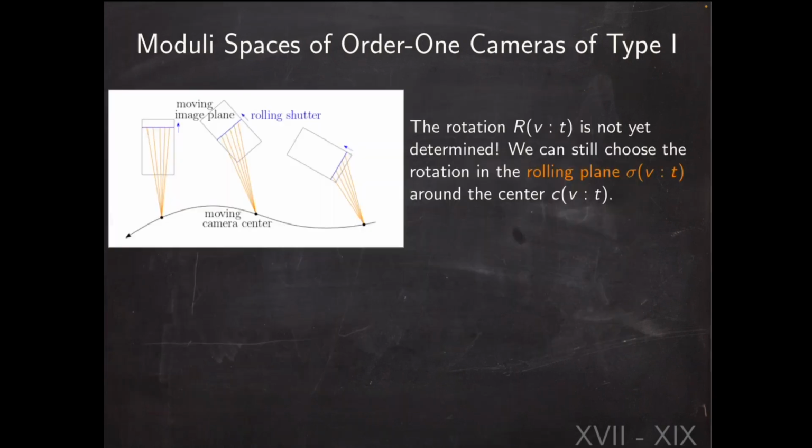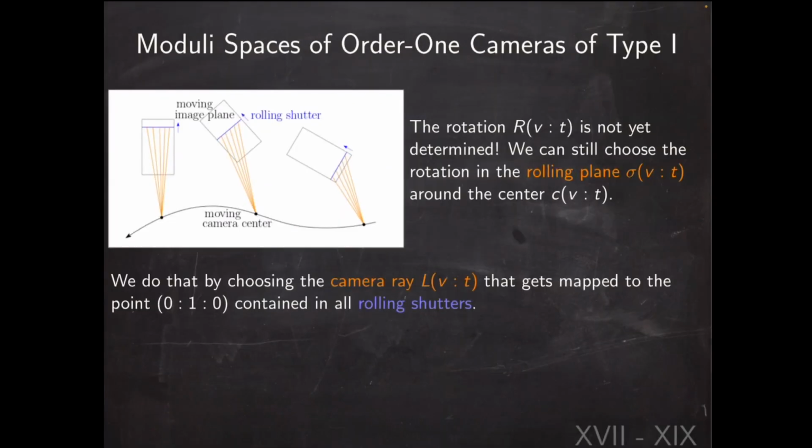Yeah, because what is the intuition here? If you look at this picture again, at every given point in time, you have a camera center and you have an orange plane now, but you still don't know what the rotation is around that camera center in that plane. So this planar rotation information is still missing.